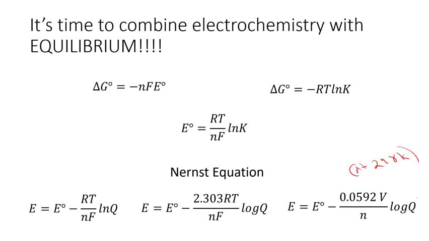And so this becomes a pretty simple equation to use because there's no constants left in here, right? You have your moles of electrons moving, you have your concentrations under non-standard conditions, and you have your standard cell potential, all there, ready to go.